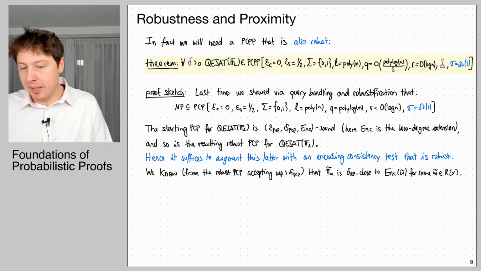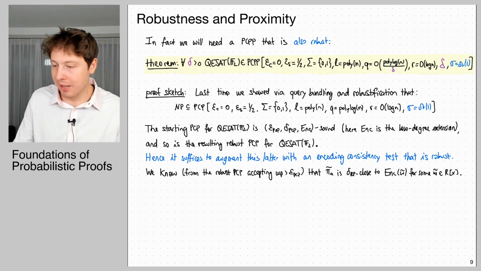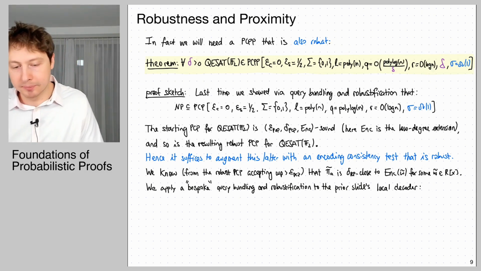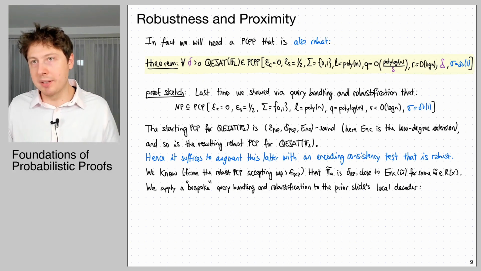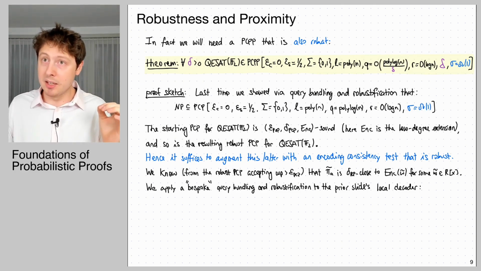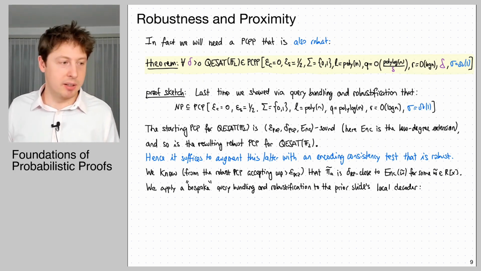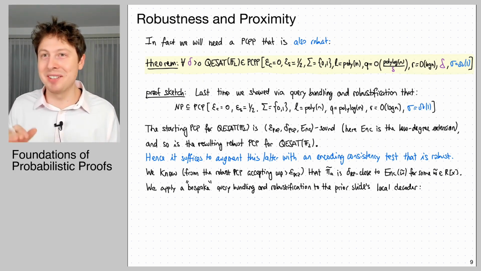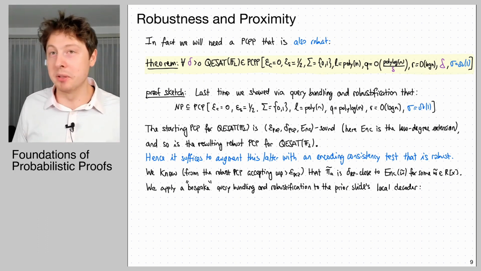Now, we know again from that condition that this first part is going to be delta close to an encoding of some valid witness. And basically what we can do is take the idea that we worked out and apply some bespoke query bundling robustification to the specific consistency sub-protocol we just designed. I'll just sketch this because I already spent enough time preparing slides, and this one I didn't have time to fully work out, nor do I think you want me to.